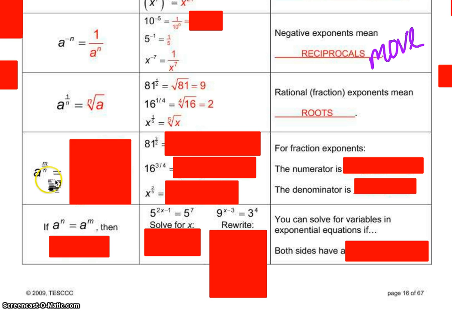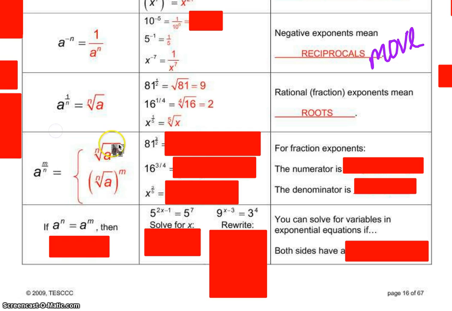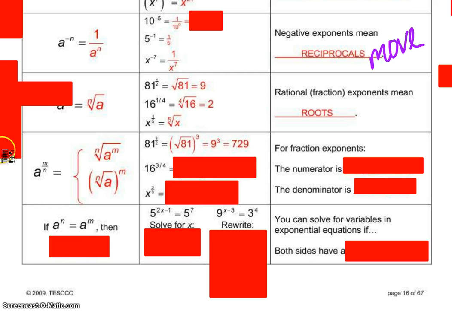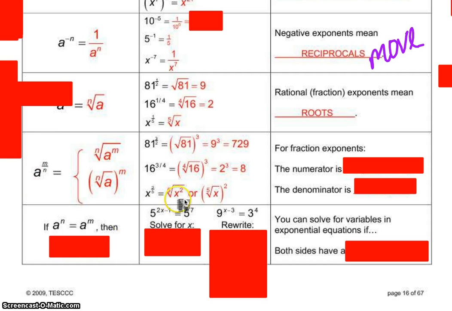A to the m over n, if you have a fraction up there with numbers in both or letters in both, it's the nth root of a to the m. So 81 to the 3/2 is the square root of 81 to the 3rd. 16 to the 3/4 is the 4th root of 16 to the 3rd. X to the 2/5 is the 5th root of x squared. And on this one, I would actually probably write it this way. So basically, for fraction exponents, the numerator is a power and the denominator is a root.